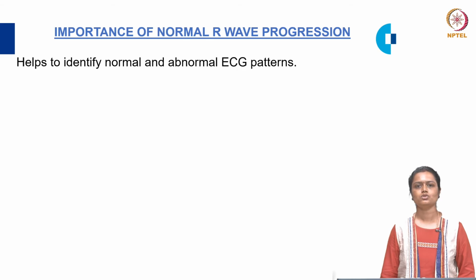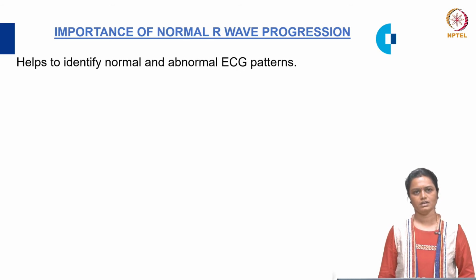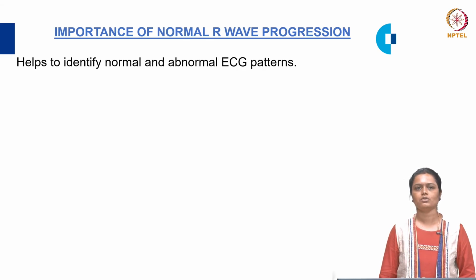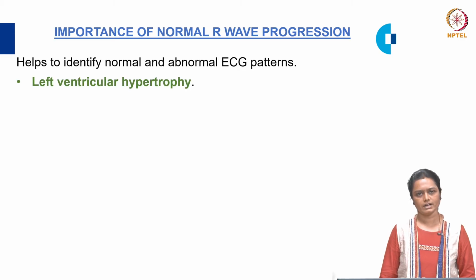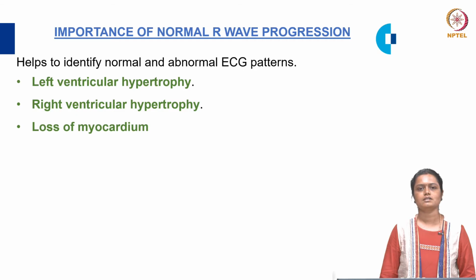So, what is the importance of R wave progression? It helps us to identify normal and abnormal ECG patterns. You will not have a normal R wave progression with ventricular hypertrophy, either right ventricular or left ventricular hypertrophy, as well as in cases of myocardial ischemia where you have a loss of myocardium. Here again you have a loss of normal R wave progression.